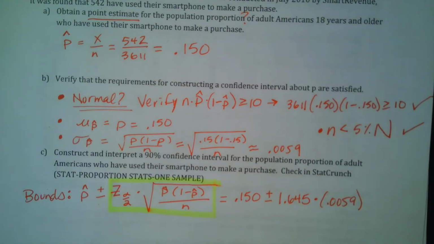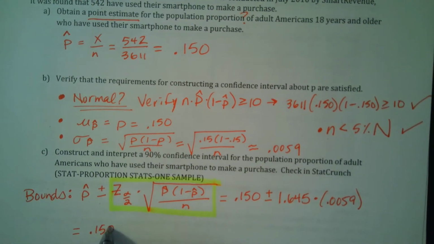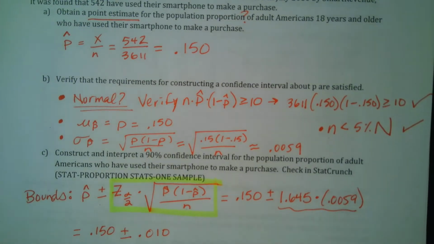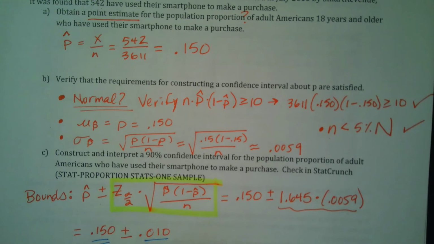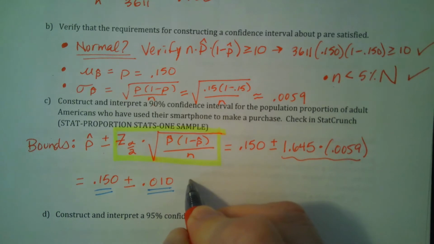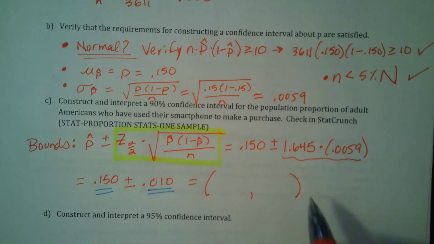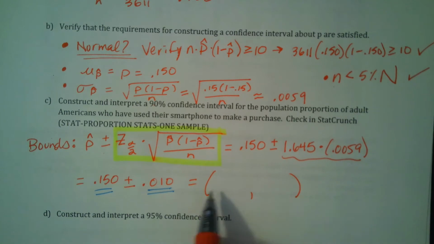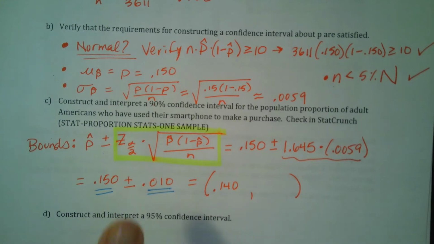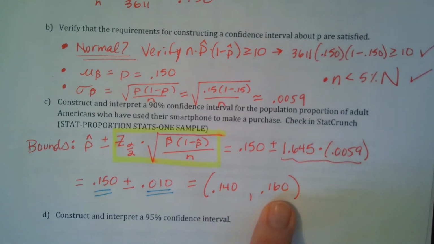So when I put all of this into my calculator, I get an approximation of 0.150 plus or minus 0.010. That's what all of this comes out to be. Now remember, this is my point estimate. This is my margin of error. So I get two bounds, a lower bound and an upper bound. I'm going to write this in interval notation. When I subtract, the lower bound is going to be 0.140. When I add, the upper bound will be 0.160. So this is my interval notation, lower and upper bound.